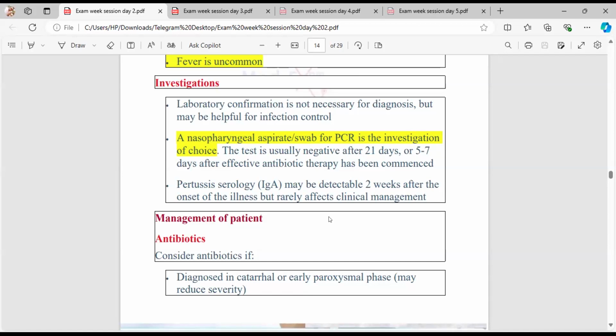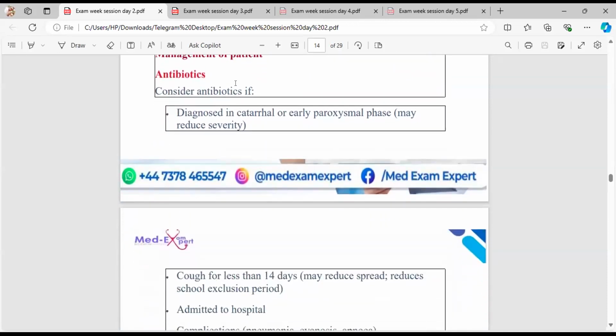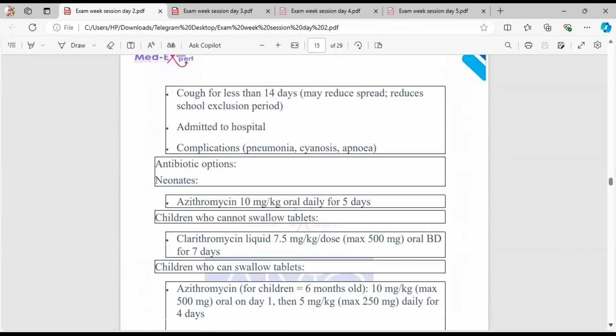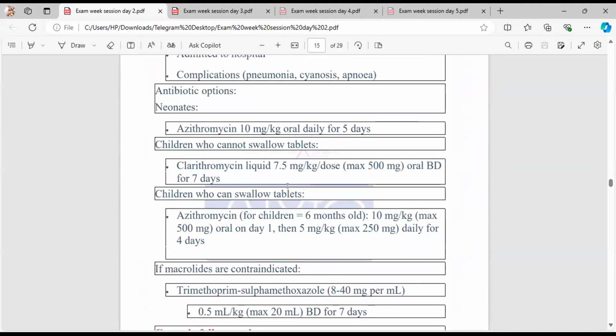Now I have one other point related to the management of the patient: antibiotics. Diagnosed in the catarrhal or early paroxysmal phase, antibiotics may reduce severity. Cough for less than 14 days, antibiotics may reduce spread and reduce the school exclusion period. Admit to hospital for complications. What is the antibiotic choice for neonates? Azithromycin. For children who cannot swallow tablets, azithromycin at this dose, and for children who can swallow tablets, azithromycin at this dose.